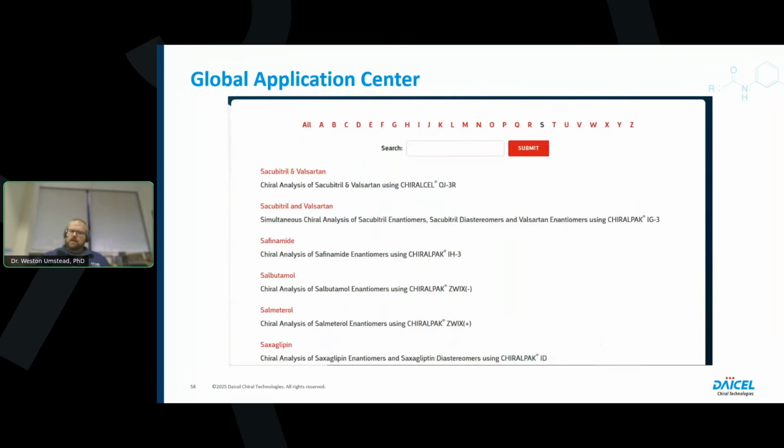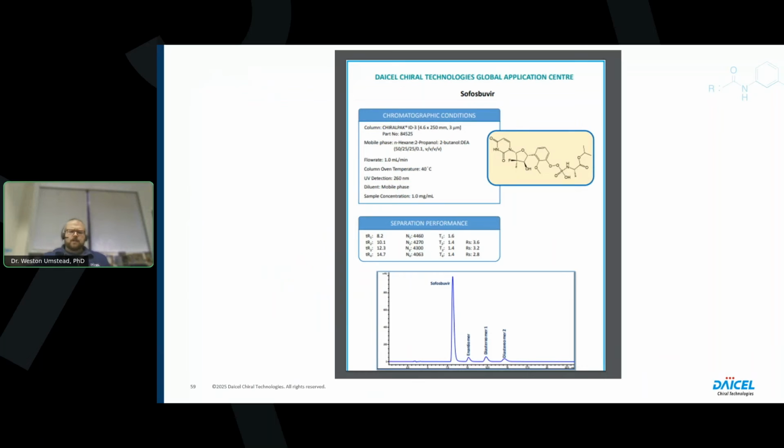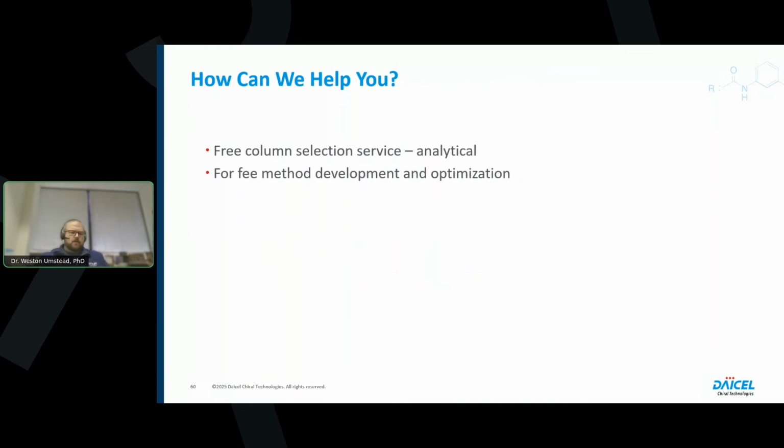Under that service and support tab, you'll also find our Global Application Center, which is a series of generic pharmaceutical compounds that have been screened and methods validated by our group in India, Daicel Chiral Technologies India. You can go there, click on those links. You get some really nice chromatograms that give you the starting conditions for screening, the column that's used, and then the relevant chromatograms associated with those separations.